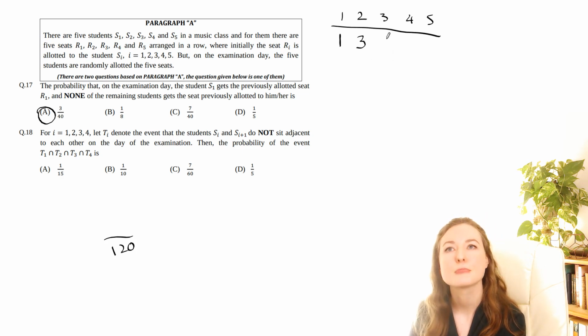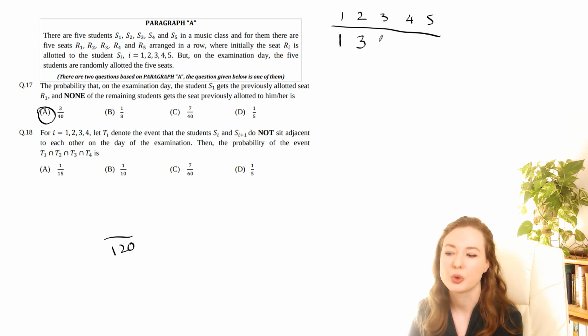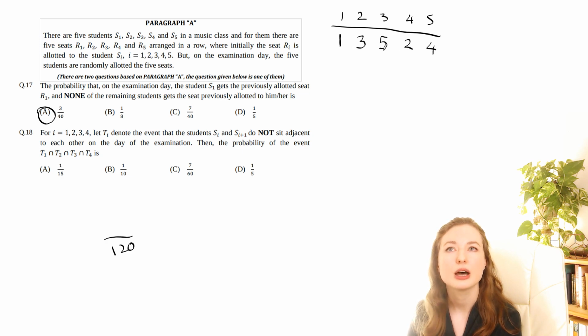So what's the next one that could go here? I can't put 2 there because 2 can't sit next to 3. And also I can't put 4 there because 3 can't sit next to 4. So let's put number 5 there. And then that leaves 2 and 4, so we can put them in that order. I actually can't put them the other way around because 5 can't sit next to 4. So that is the only way to do it with 1, 3 at the start.